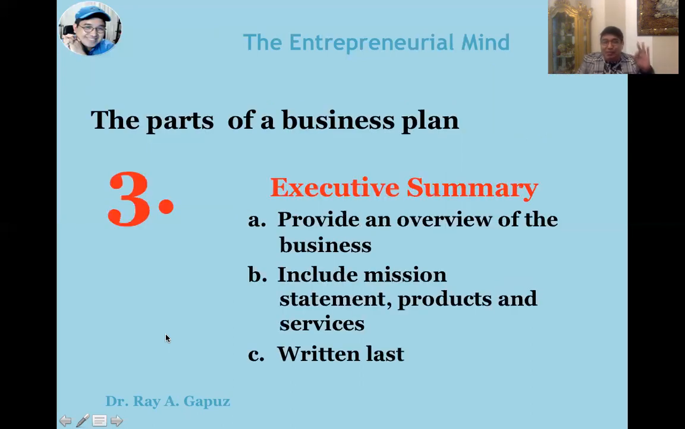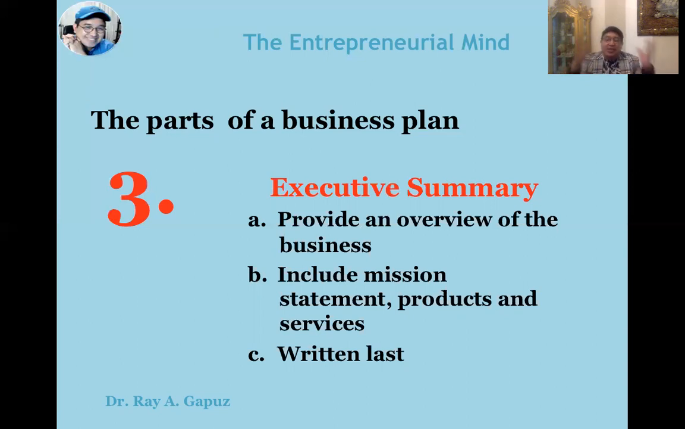Now, part 3 would be the executive summary. Now, this is the single most important part of your business plan. So what is included in the executive summary? Let me give you just one word that would give you an accurate description of what your executive summary should be. It's one word: highlights.